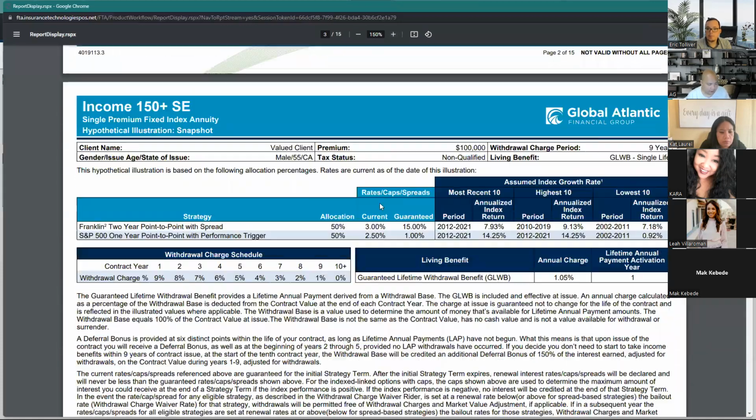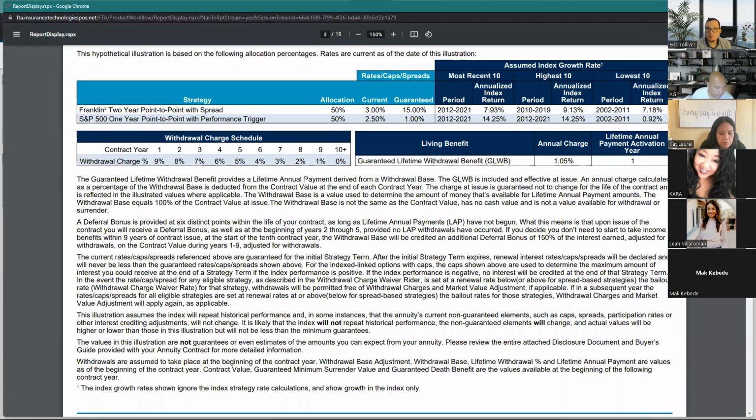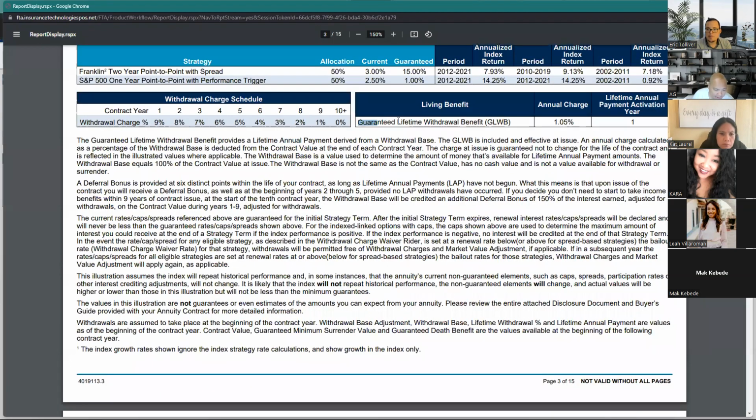Again, we're gonna go back to the surrender charge schedules over here. See that? Rider charge, guaranteed lifetime withdrawal benefit, 1.05. Okay?